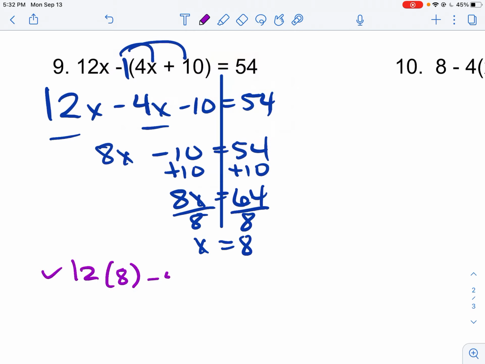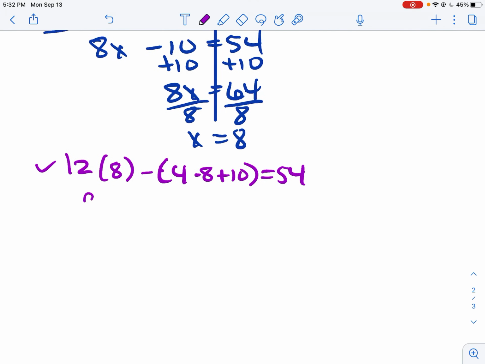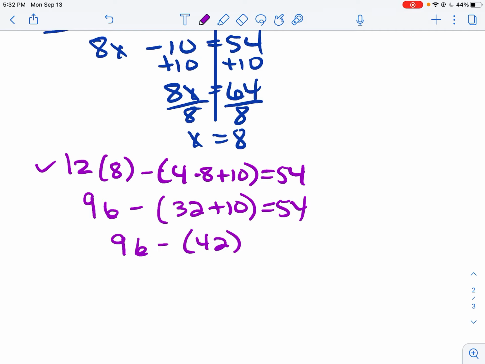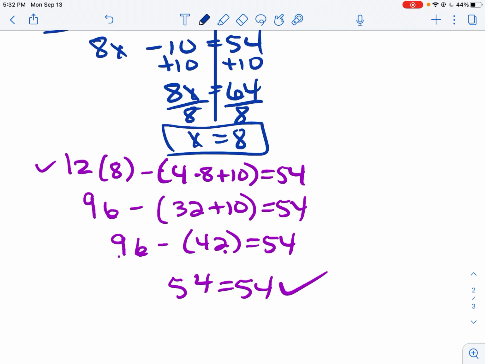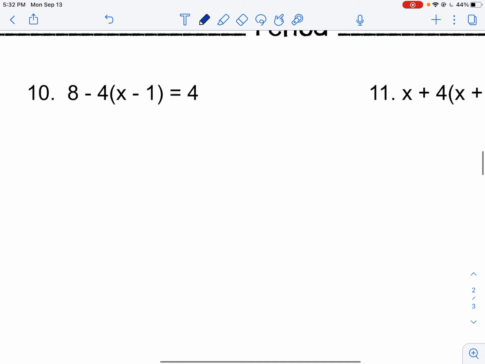I check my answer to make sure that I have the right answer. 12 times 8 minus parenthesis 4 times 8 plus 10. Does that equal 54? So this is going to be 96 minus 32 plus 10. 96 minus 42. 6 minus 2 is 4. 9 minus 4 is 5, so 54. Voila, we got the correct answer. Okay, let's do the next one.